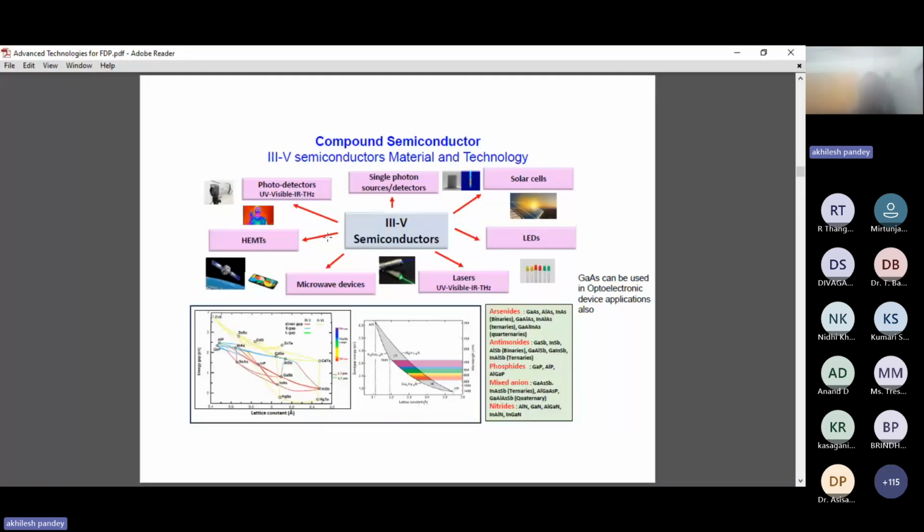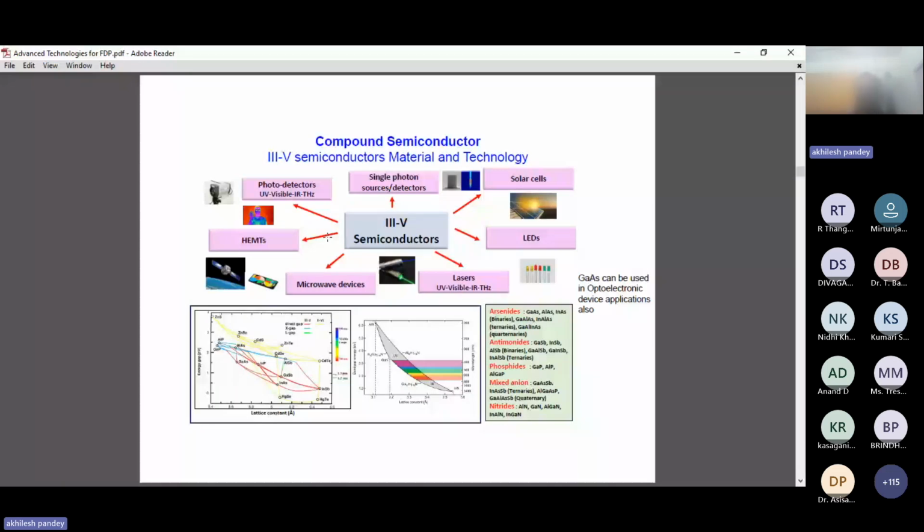Now come to the compound semiconductor. Basically, a compound semiconductor is either a 3-5 semiconductor or some other compound semiconductor. The 3-5 semiconductors have several applications. They can be used in microwave devices, high electron mobility transistors, photo detectors for UV, visible, IR and terahertz, and single photon source detectors.